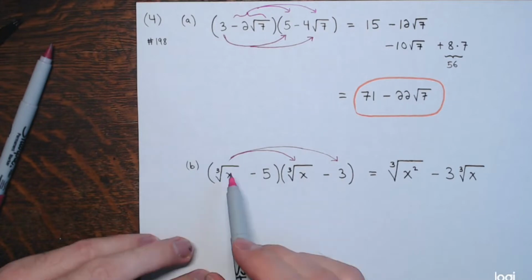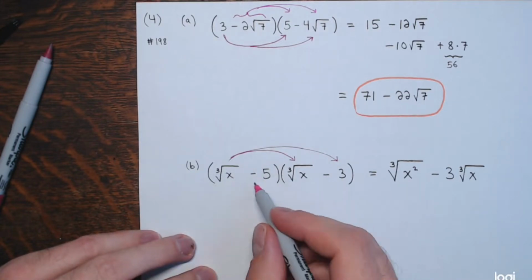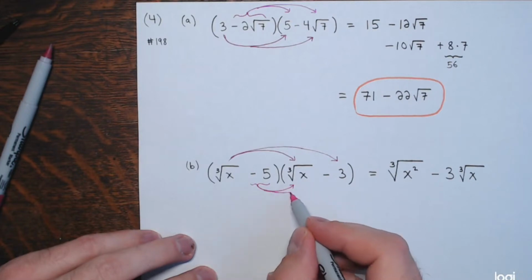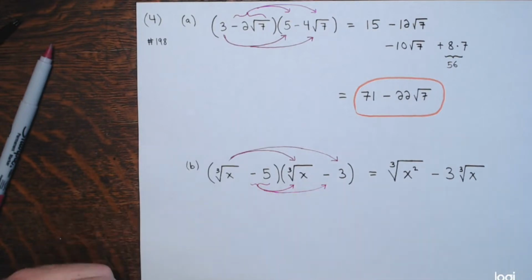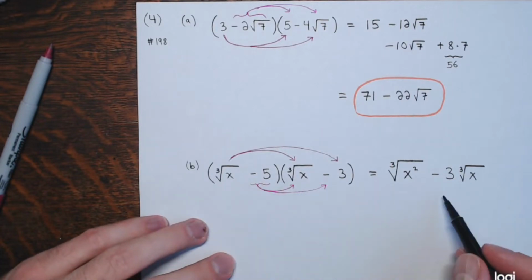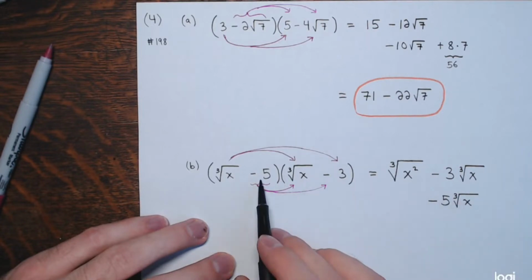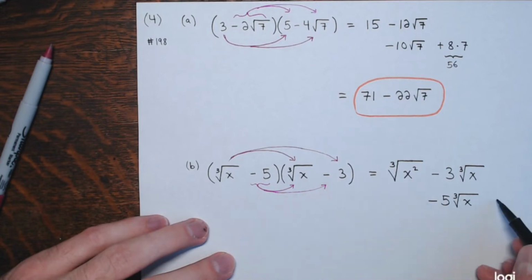Alright, so now I'm done with the cube root of x. Let's move over to the negative 5 term and distribute that. So negative 5 times the cube root of x is exactly that. Just write negative 5 times the cube root of x. And then negative 5 times negative 3 is positive 15.